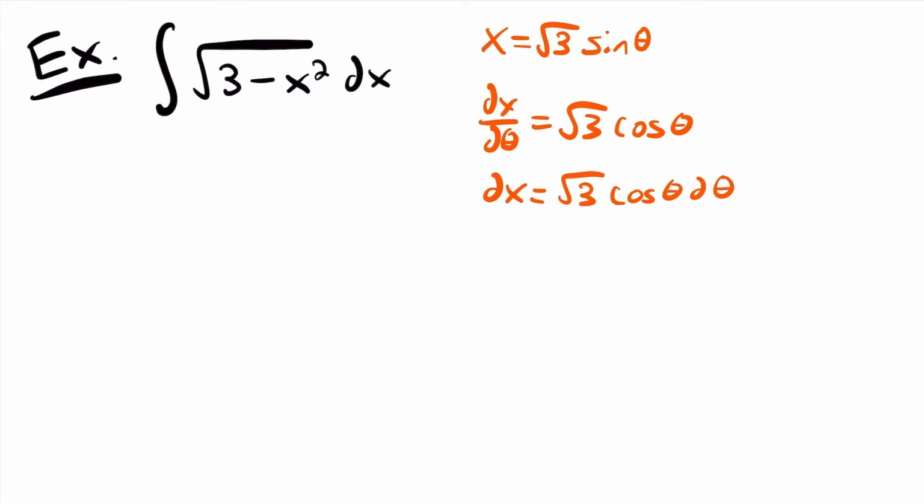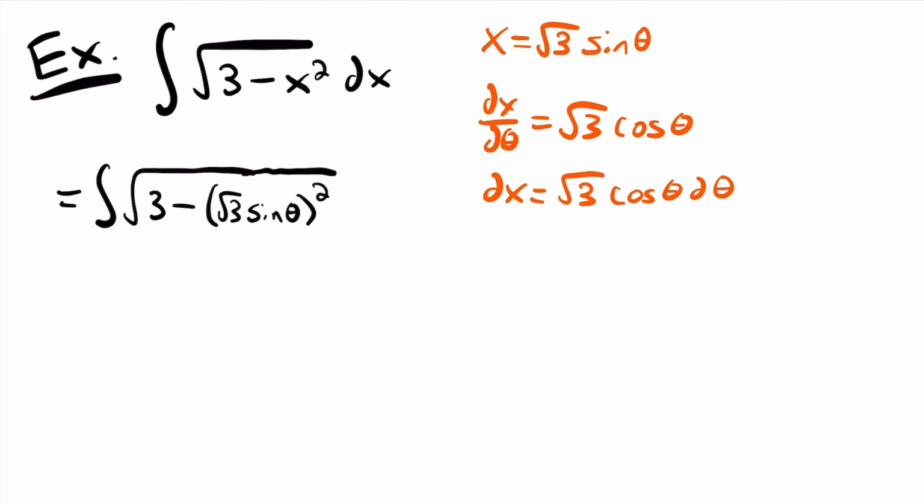All right, and so now we can rewrite this integral in terms of theta. So we'll have that this is equal to the integral of the square root of 3 minus x squared, but now x is the square root of 3 times sine theta. So we will have the square root of 3 times sine theta squared times dx, which is the square root of 3 times cosine theta d theta. So we have times the square root of 3 times cosine theta d theta.